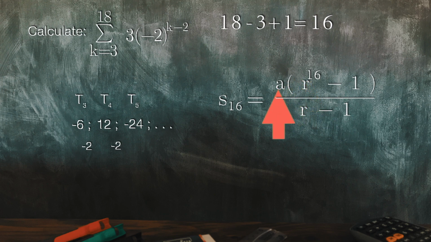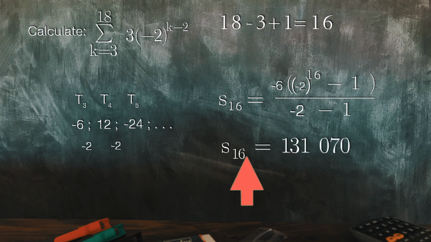Okay, and in the place of a, we can put minus 6 because that's the place where we begin to add up from. And then in the place of r, we put the constant ratio, which is minus 2, and there they are. And now we simply do this on our calculator, and we can see that the sum of these 16 terms is equal to 131,070. And that is all there is to it.